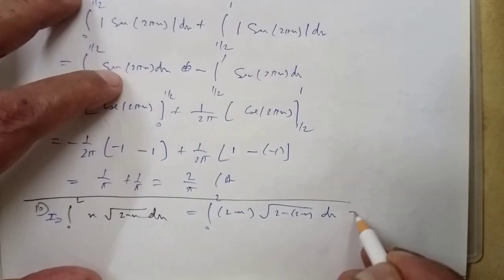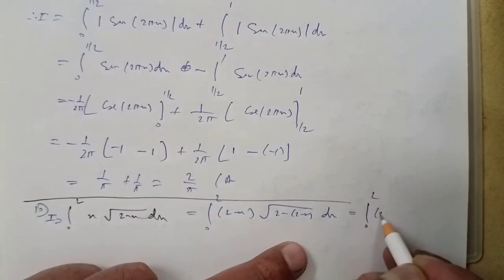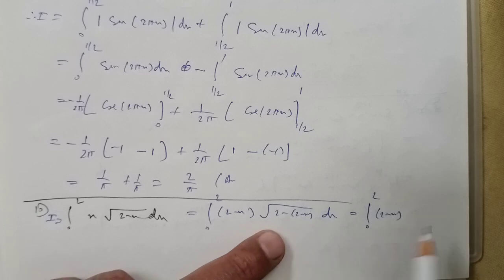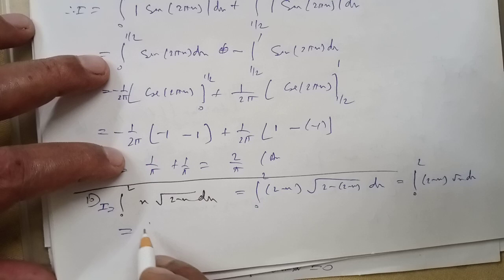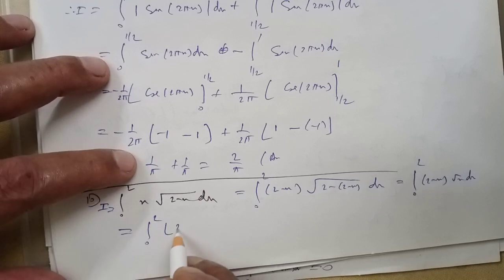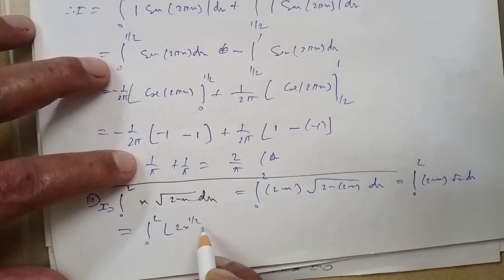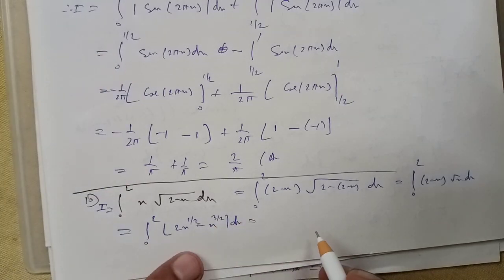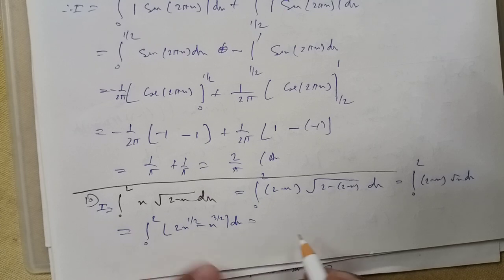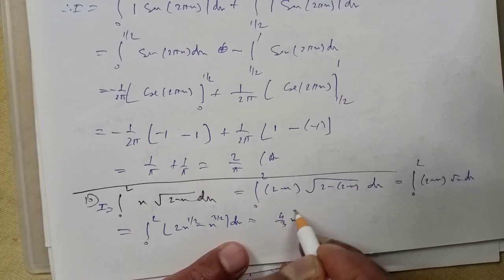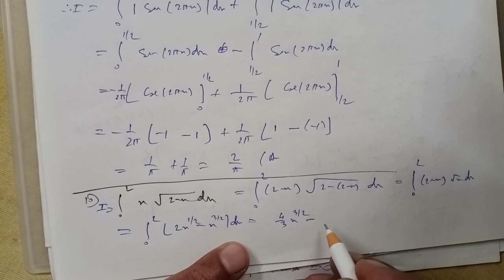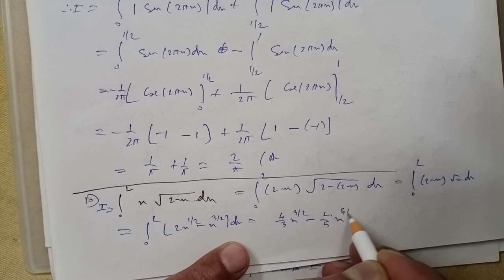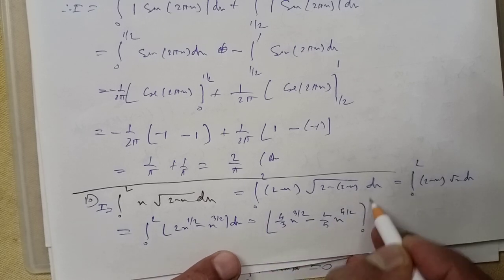So this becomes 0 to 2, 2 minus 2 plus x, root of (2 minus x) becomes x times root 2 minus x... that is, integration 0 to 2, (2x to the power half minus x to the power 3 by 2) dx. So integrating we get x to the 3 by 2 divided by 3 by 2, that is 4 by 3 x to the power 3 by 2, minus, 3 by 2 plus 1 is 5 by 2, that is 2 by 5 x to the power 5 by 2, limits 0 to 2.